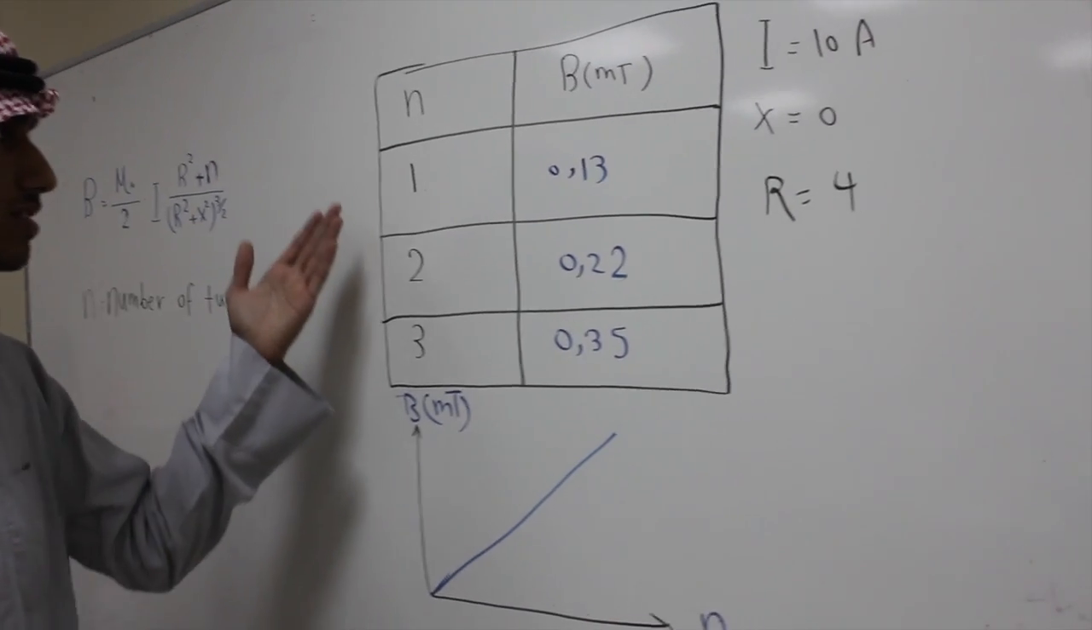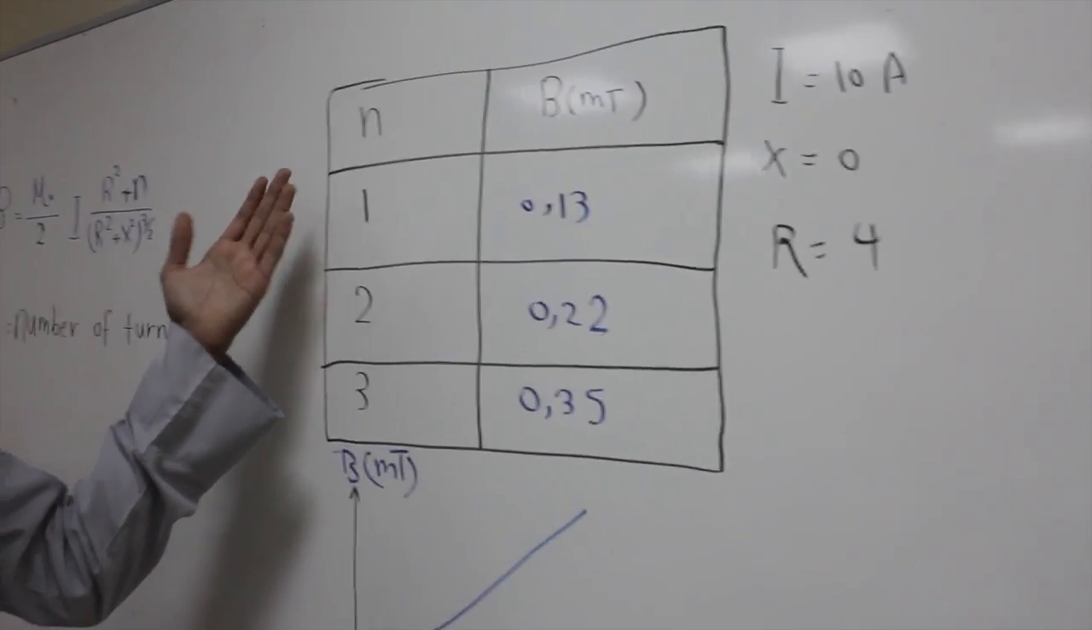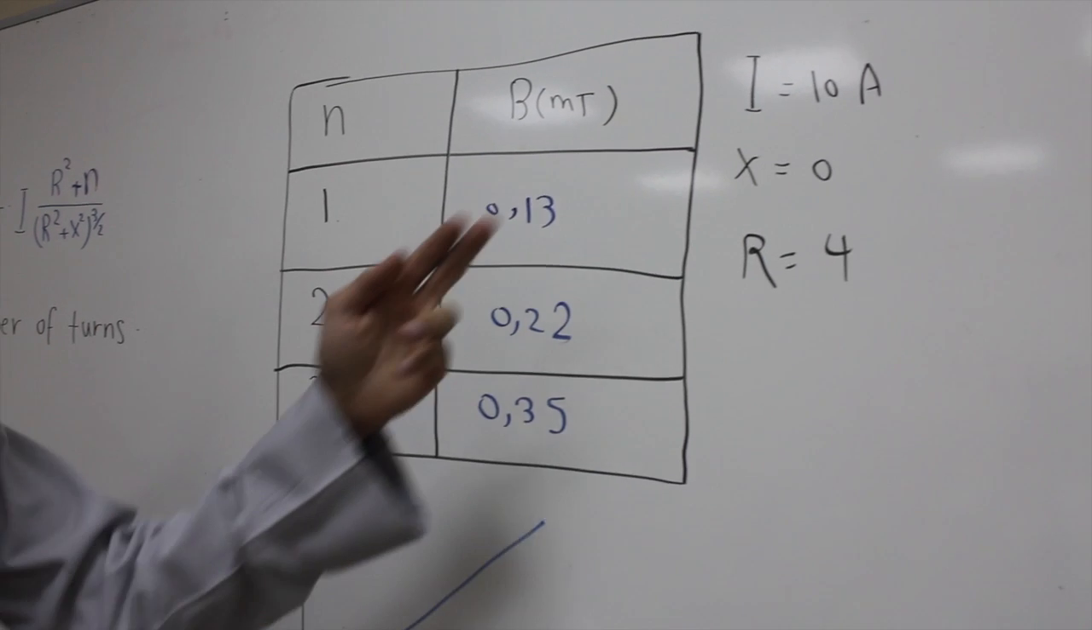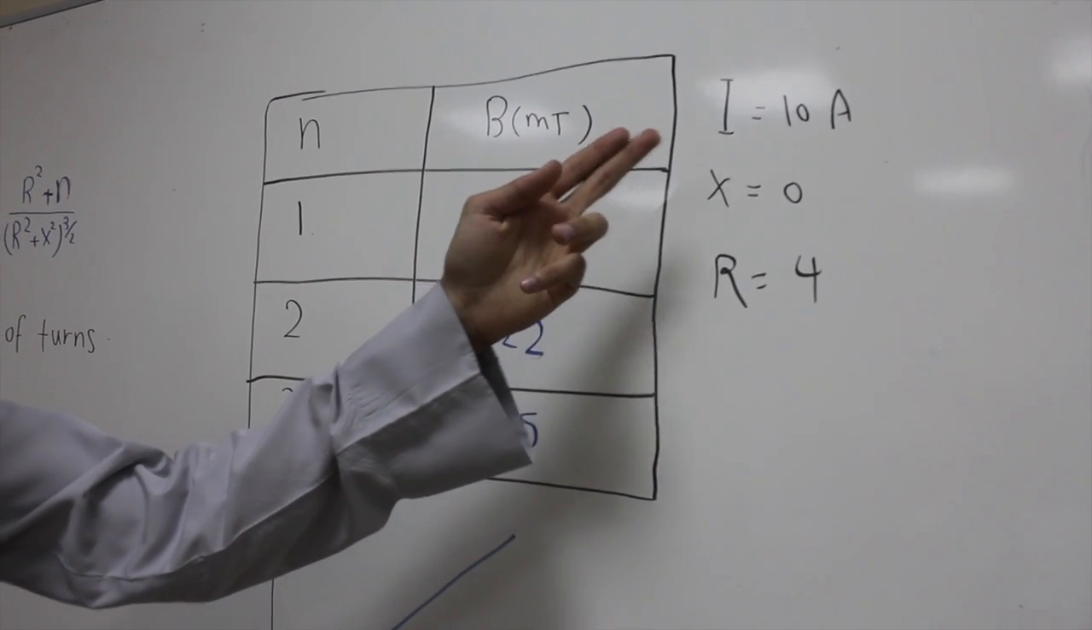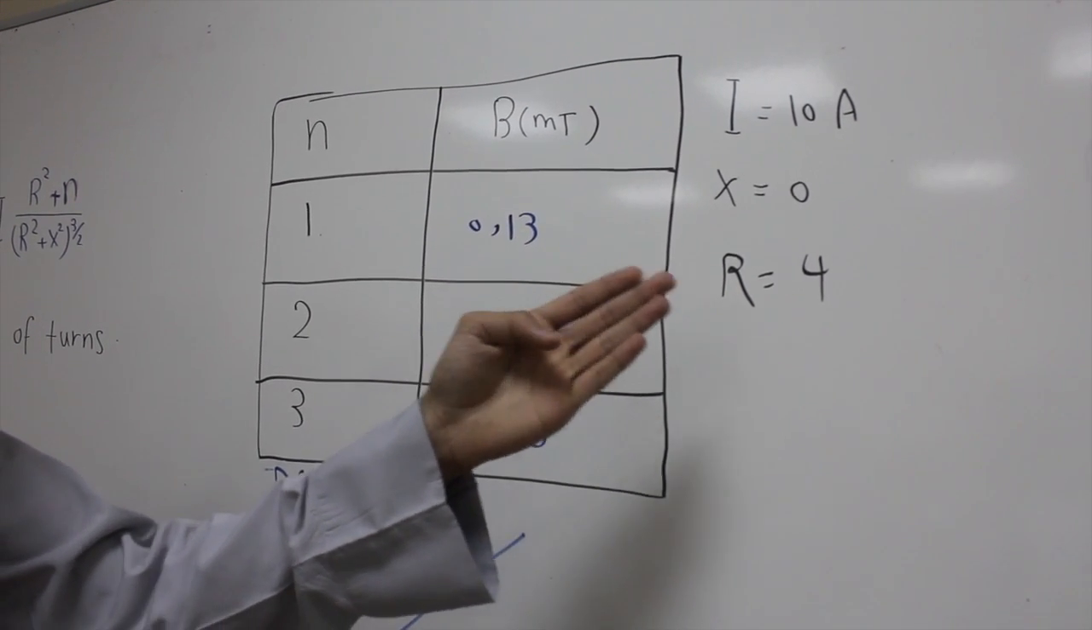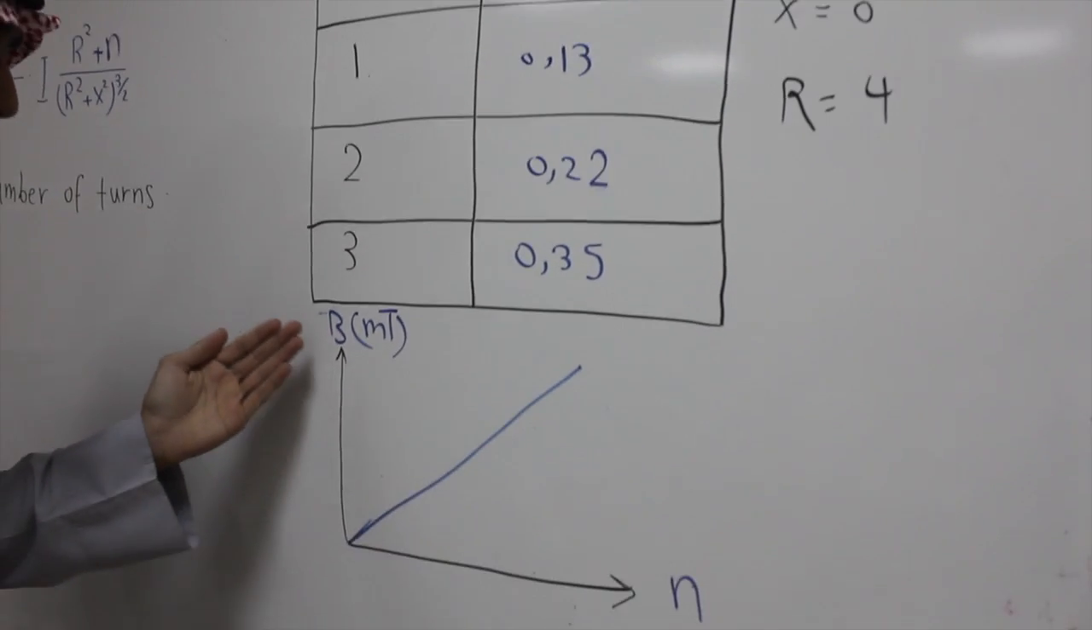This is the table showing the relation between the number of turns and the magnetic field, and we keep the current at 10 amperes, X equals 0, and the radius of the loop equal to 4. The relation between B and N is directly proportional.